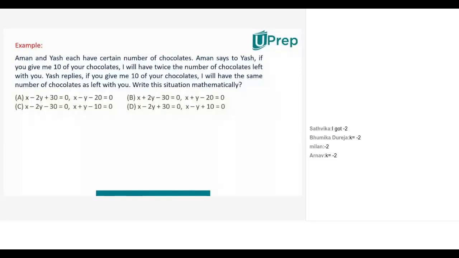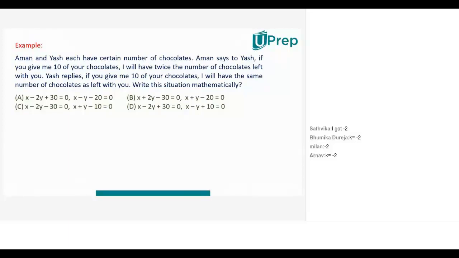Take another question. Now it's an interesting question. It says, Aman and Yash each have a certain number of chocolates. Aman says to Yash, if you give me 10 of your chocolates, I will have twice the number of chocolates left with you. Yash replies, if you give me 10 of your chocolates, I will have the same number of chocolates as left with you.